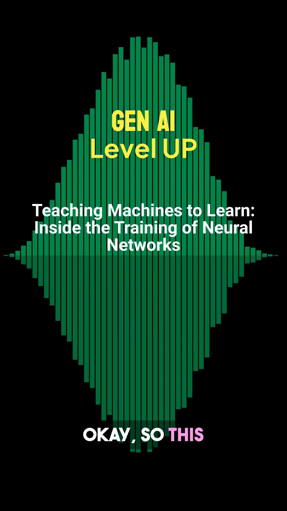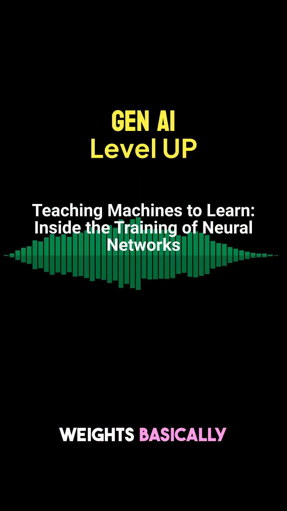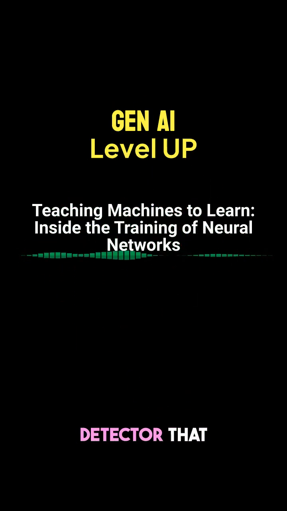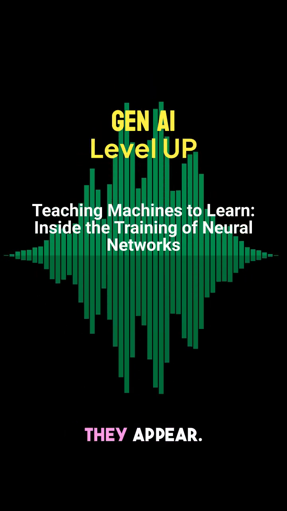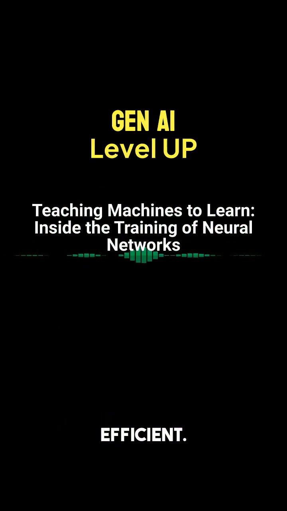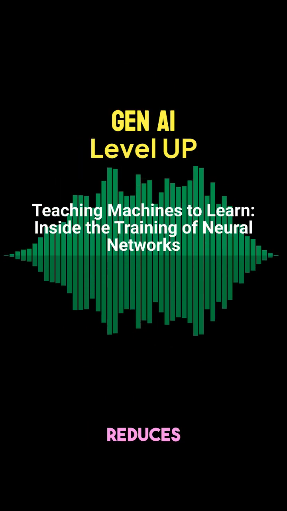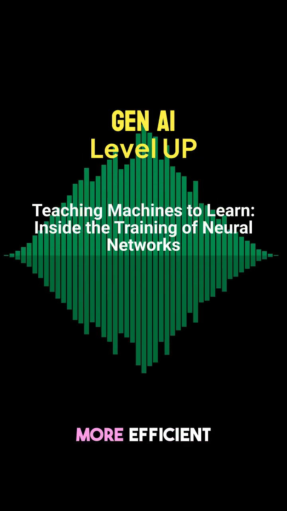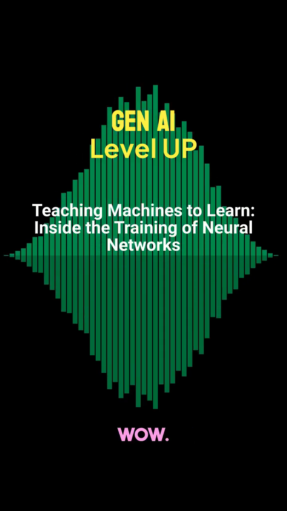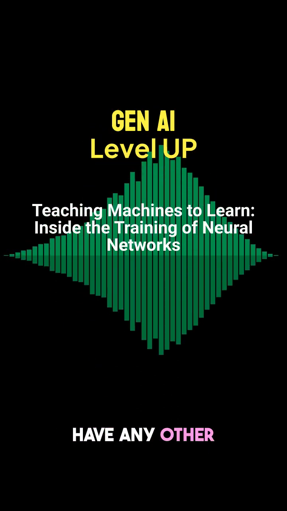Exactly. So this shared set of weights basically acts as a feature detector that scans the image for those specific patterns regardless of where they appear. That's really efficient. It dramatically reduces the number of parameters that the network needs to learn. So it's much more efficient and less prone to overfitting. Wow. And does this parameter sharing have any other benefits?